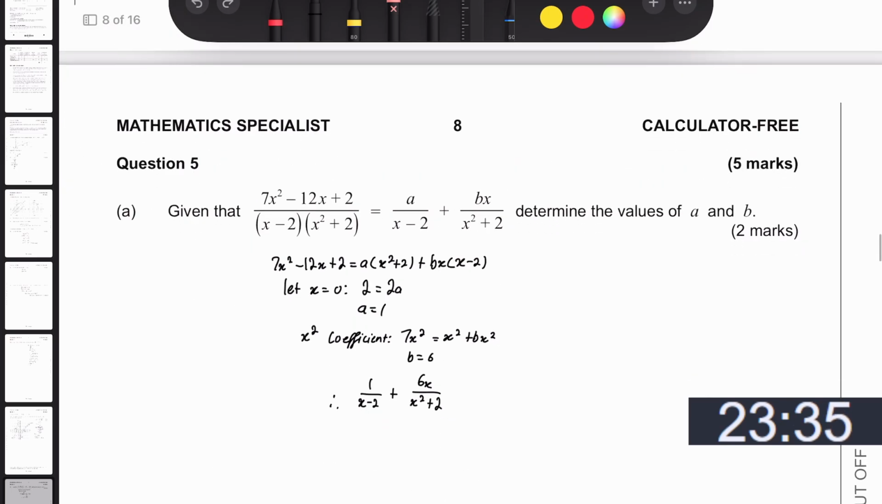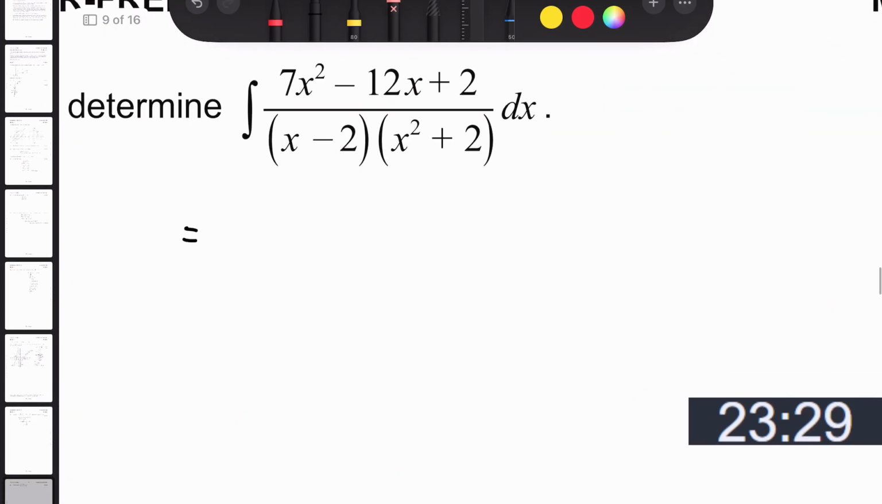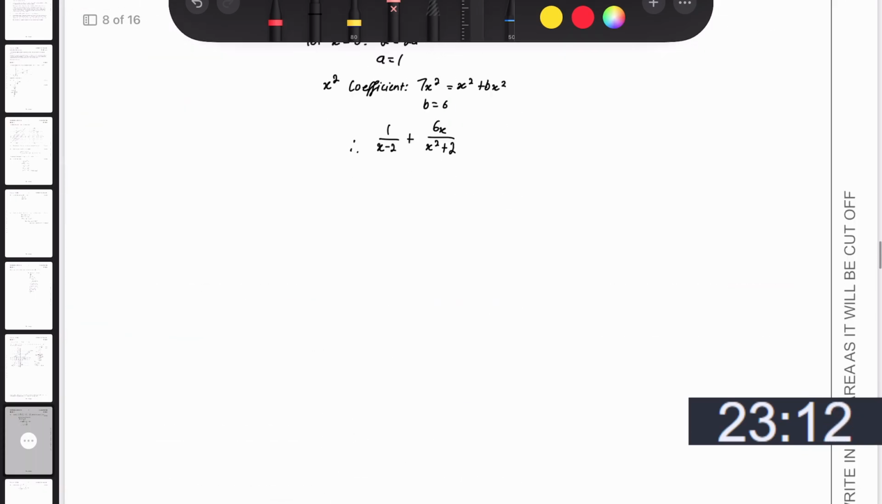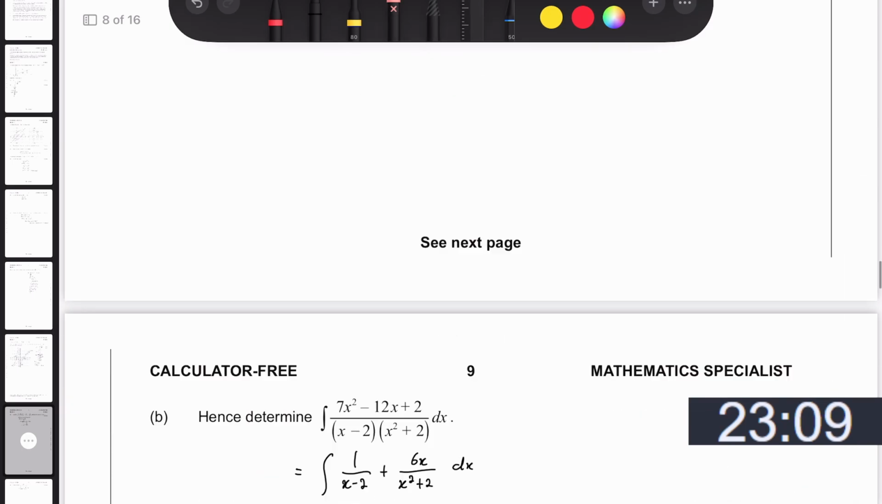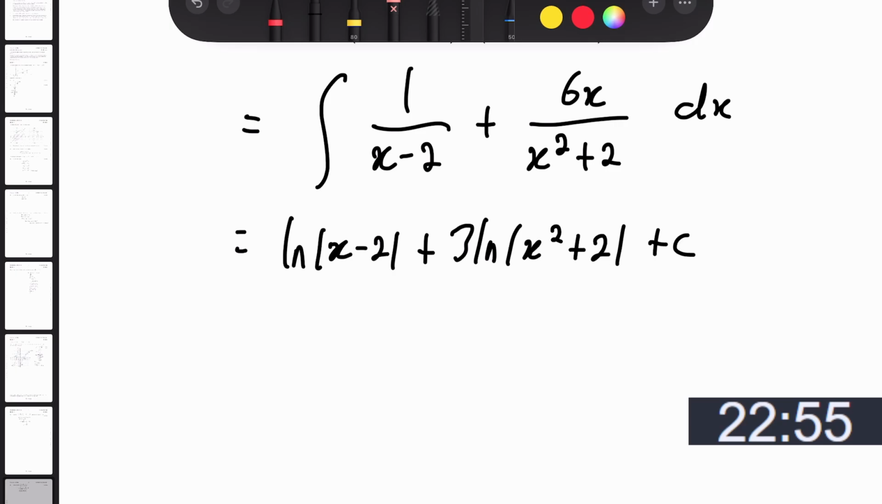And then 2x squared minus 12x. Hence determine this. So this is going to equal the integral of 1 on x minus 2 plus 6x on x squared plus 2 dx, or 6x minus 2, 6 plus 2, yep. So then there's going to be ln of x minus 2 plus the derivative of this is just going to be 2x, so we're going to need 3 lots of ln of x squared plus 2, plus c.